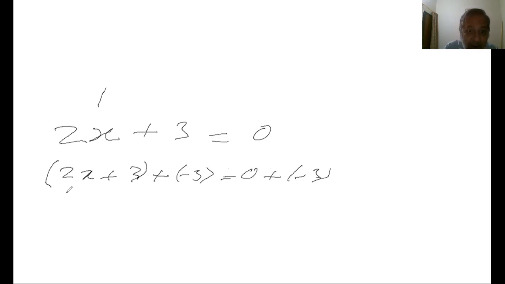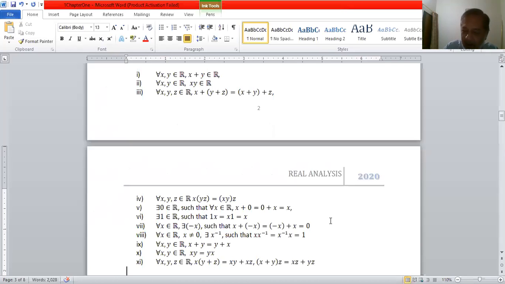Here you will have to use associative property to rearrange. To rearrange to get what? To rearrange to get (2x + 3) + (-3). So if this associative property is not available, you can't work. It's the simplest problem in algebra. So coming back to this, it was just to demonstrate how important all these properties are. We can't do anything without this.